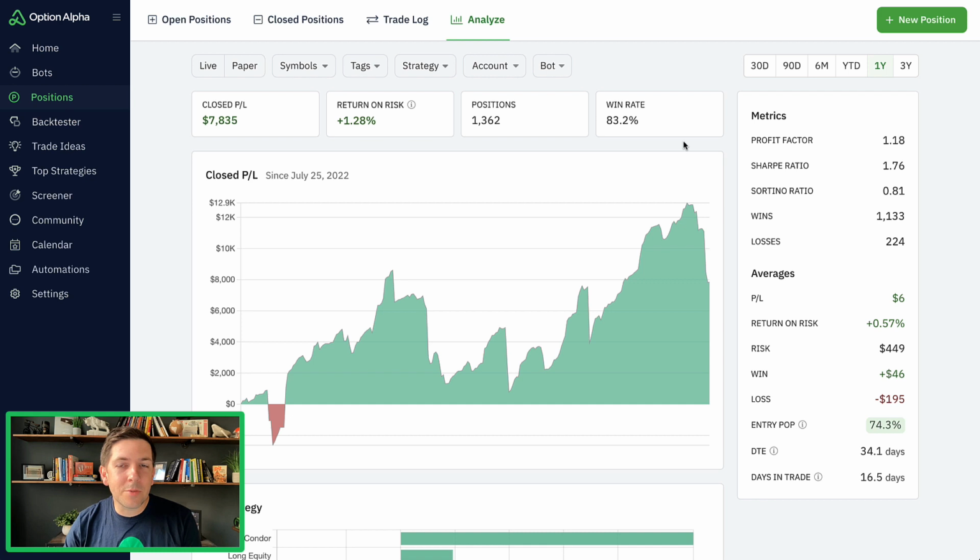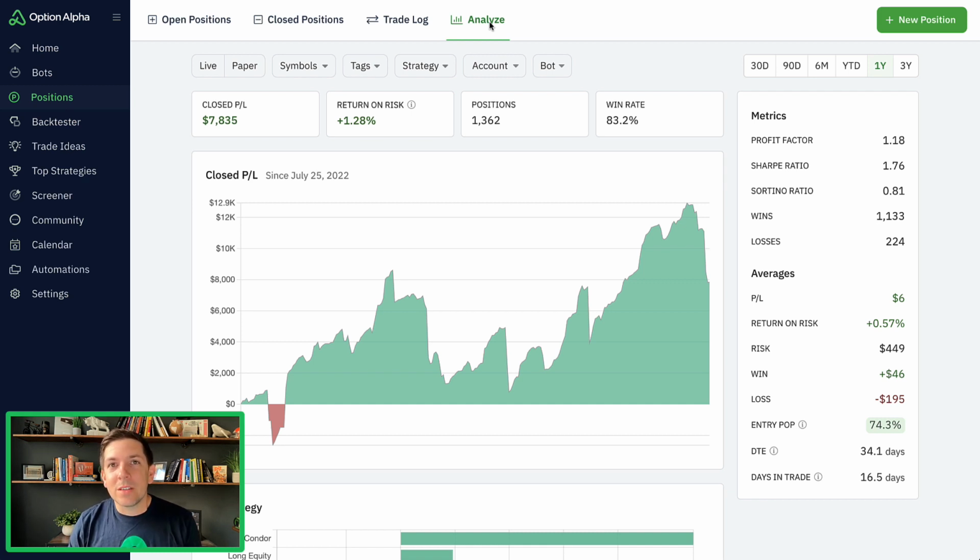Inside of your Option Alpha platform, you just simply go to your positions. You'll see there's a new tab in your positions and it's called Analyze. And Analyze does exactly what it sounds like. It gives you the ability to now do full-fledged portfolio analysis. And we do it a little bit different than everybody else because we don't just show you the P&L of your portfolio, potentially even if they show you that on other platforms.